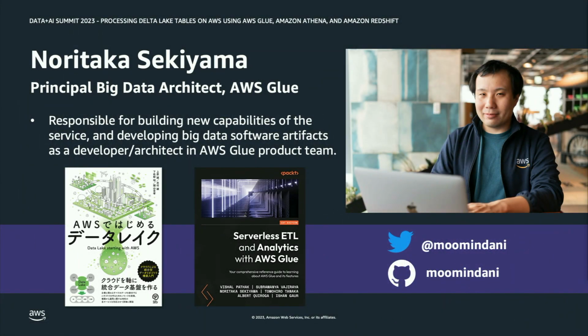I am Nori, a principal big data architect on the AWS Glue team from Amazon Web Services. I'm responsible for designing the capabilities of AWS Glue and also responsible for building software artifacts that help customers build data lake on AWS Cloud. Akira, could you please introduce yourself?